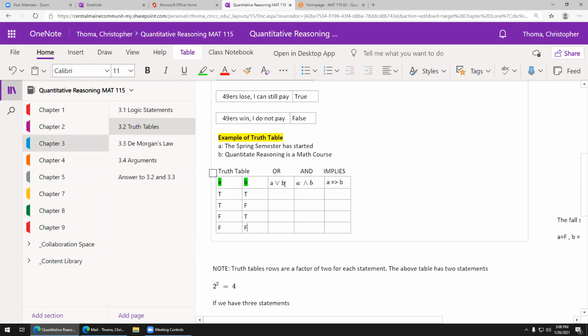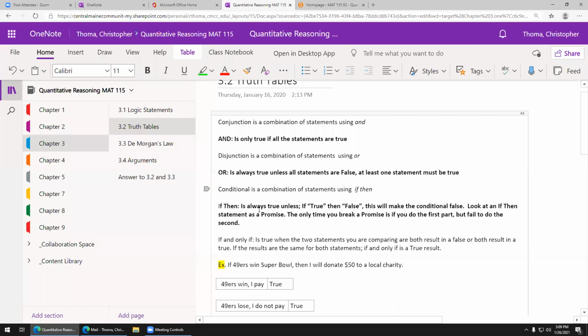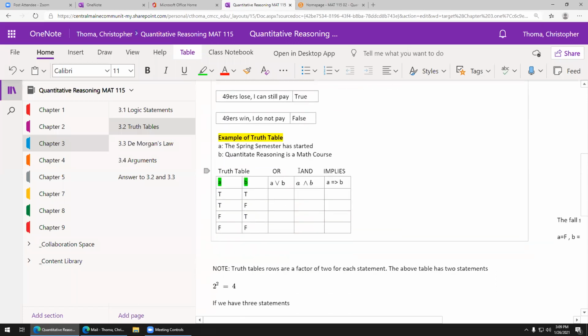So what we're going to do is go through our three statements up here: the conjunction, the disjunction, and the conditional. The first thing I want to do is an or statement. Or is A with what looks like a capital V between it as the symbol, and then the B. So my statement is A or B. If I write this out in words, we just did this: the spring semester has started, or quantitative reasoning is a new math class. Those are the statements we just created in 3.1.